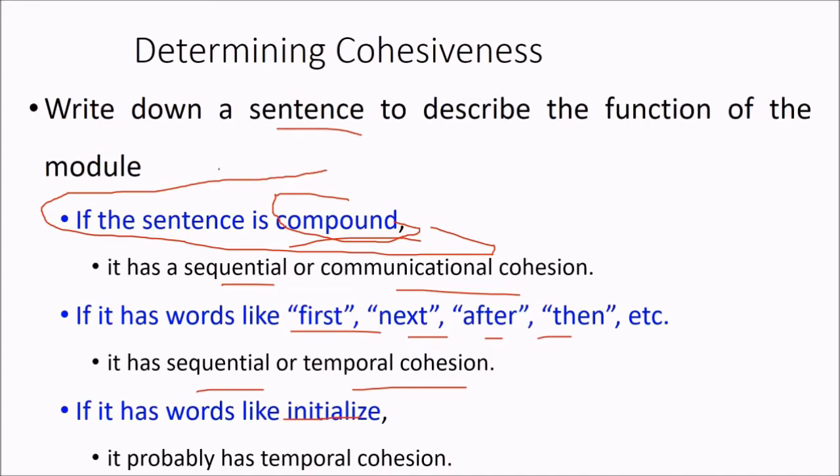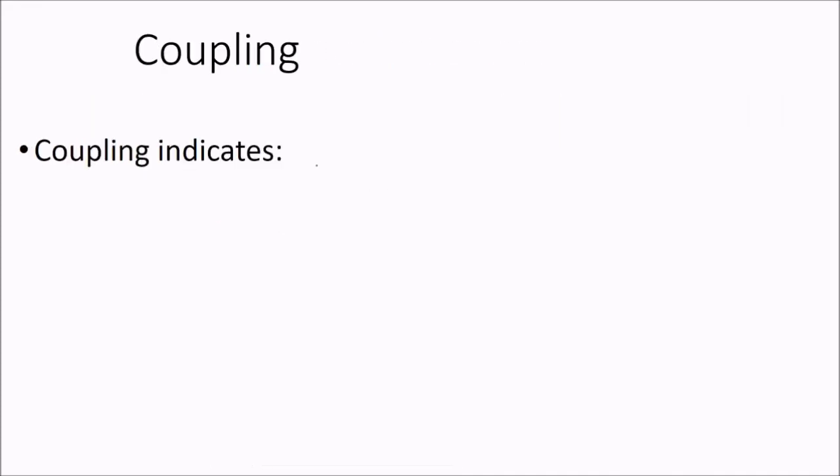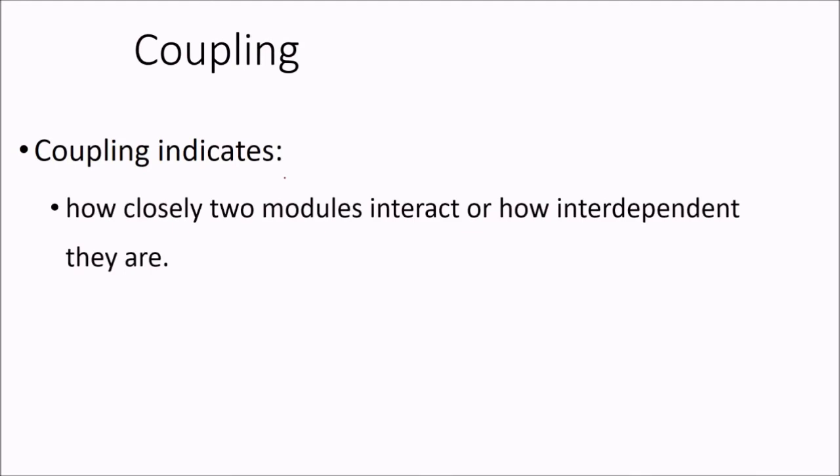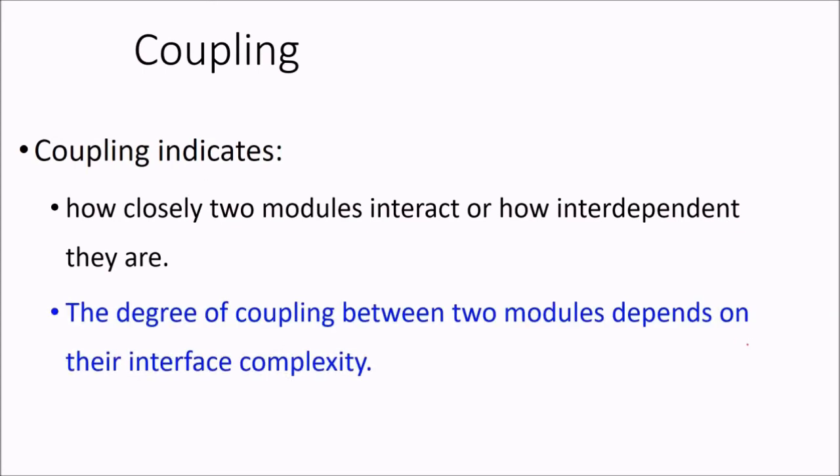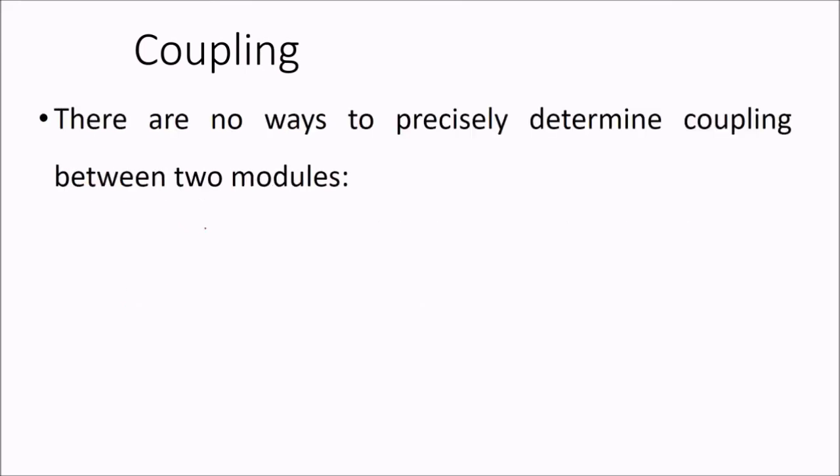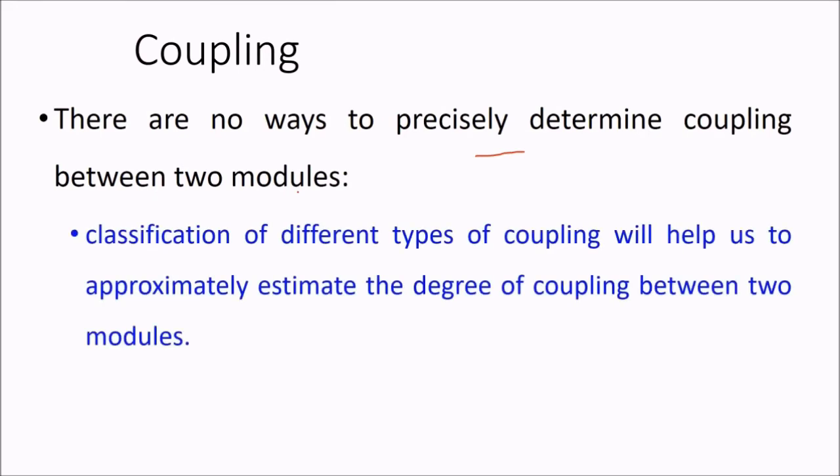Now coming to coupling. Coupling indicates how closely two modules interact, or how interdependent they are, as I just showed you in the example of a train. The degree of coupling between two modules depends on their interface complexity. There is no way to precisely determine coupling between two modules, but classification of different types of coupling will help us approximately estimate the degree of coupling between two modules, as we just saw in cohesiveness.